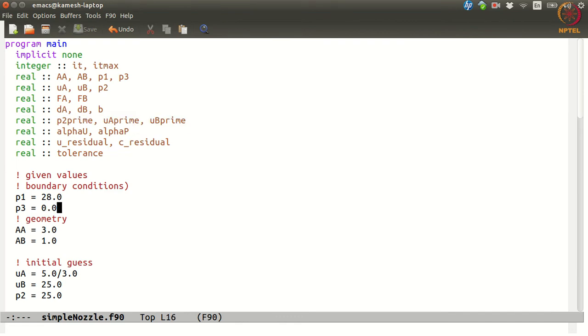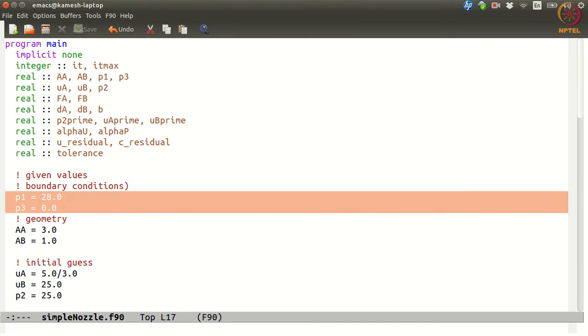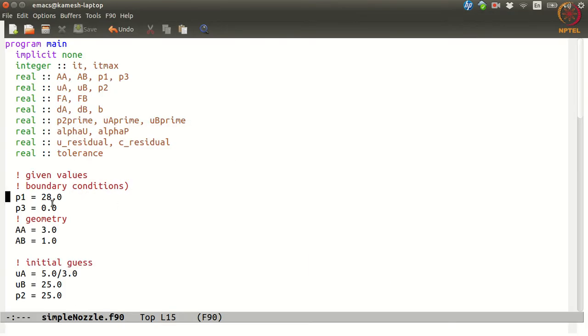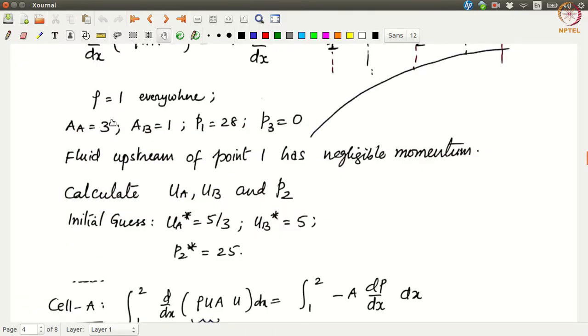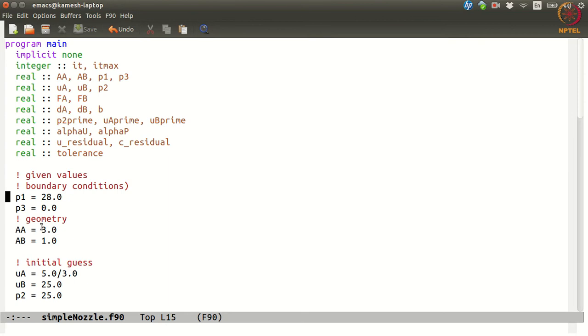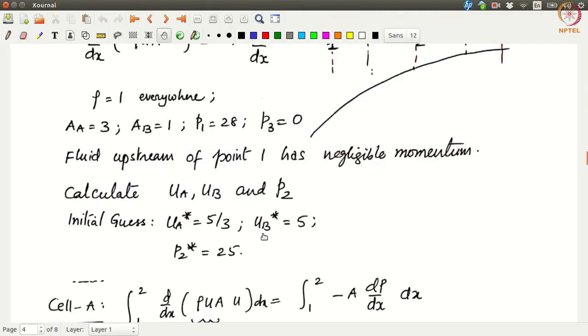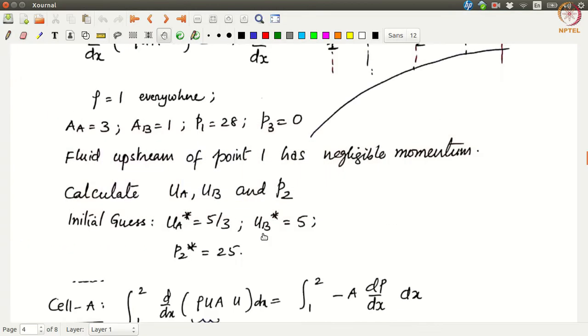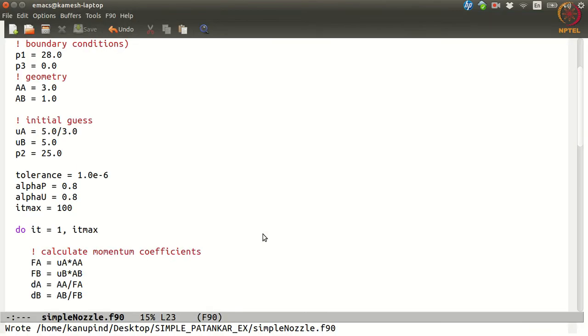All right. The given boundary conditions are P1 equals 28, P3 equals 0, right? These are already given, and the geometry is given as cross-sectional areas 3 and 1, right? This is 3 and this is 1. AA is 3, AB is 1, and the initial guess is given as 5/3 for UA. UB equals 5, so you can take this as 5, and P2 is 25, okay.